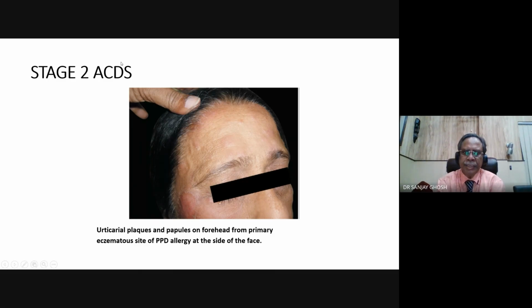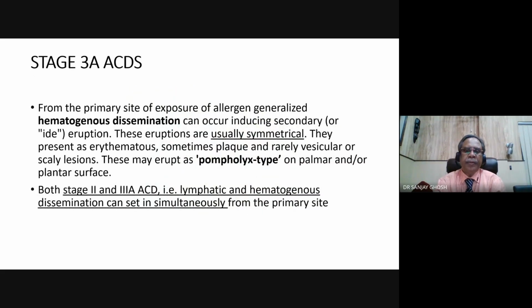This is another hair dye allergy, and that is going locally by lymphatic spread, but as urticarial plaques and papules. Localized urticarial plaque was first designated by Professor Dr. C.L. Goh of Singapore. They first gave this name to this entity, and Dr. Goh is a very close friend of mine. He has done lots of work on contact dermatitis, especially in Asian countries. Now another I told is hematogenous dissemination. This stage 2 and stage 3A, lymphatic and hematogenous dissemination, can set in simultaneously. We can get the lymphatic spread, and at the same time we can get hematogenous spread.